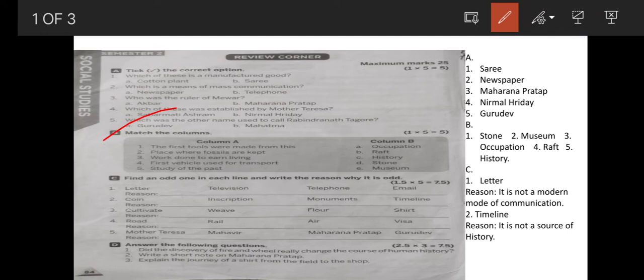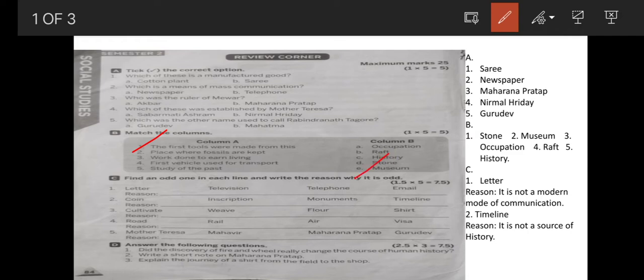B. Match the columns. 1. The first tools were made from this. The first tool used by the early humans were made from, that is option D, stone. Next, 2. Place where fossils are kept. The answer is museum. Option E.